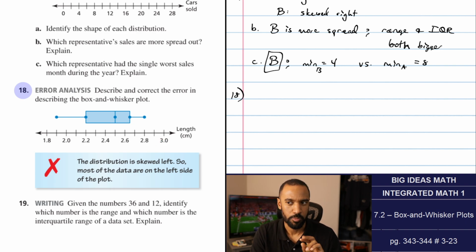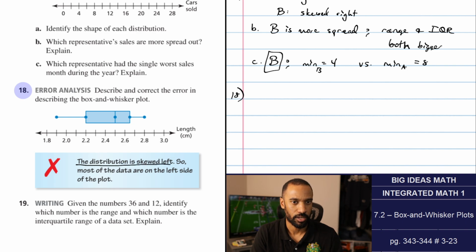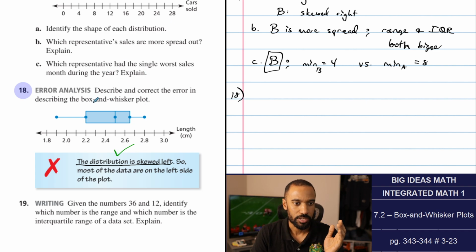I'll explain that in two ways, but I'm going to write it a different way here. So they're correct that it is skewed left. This part here is good. When they say most of the data are on the left side of the plot, what we're talking about is, if you were to divide things evenly within the range, meaning what's half the distance between this number and this number, I don't know, probably somewhere around here, right?